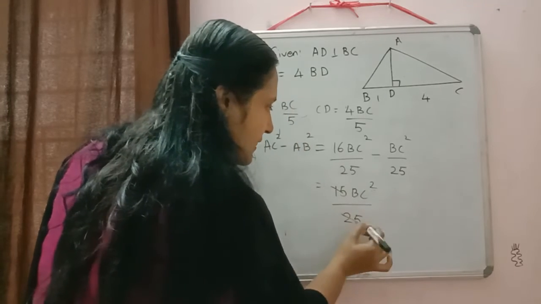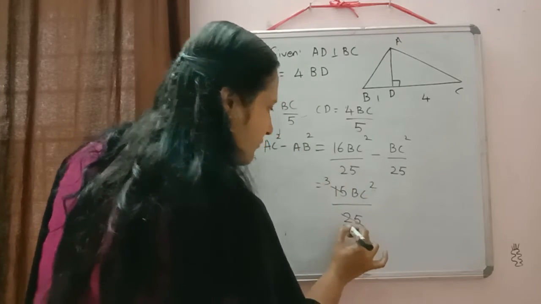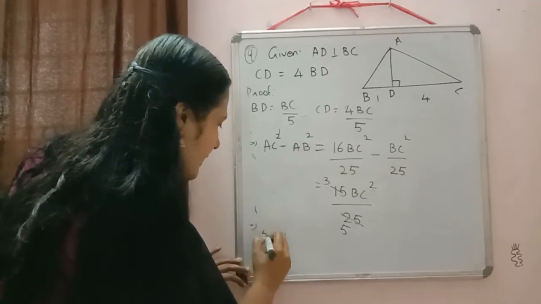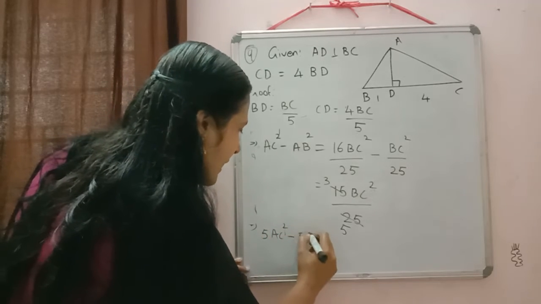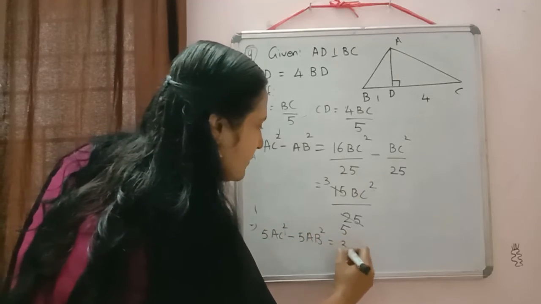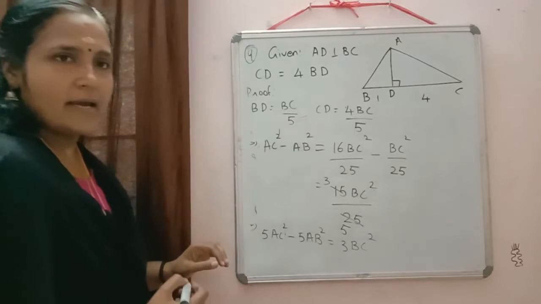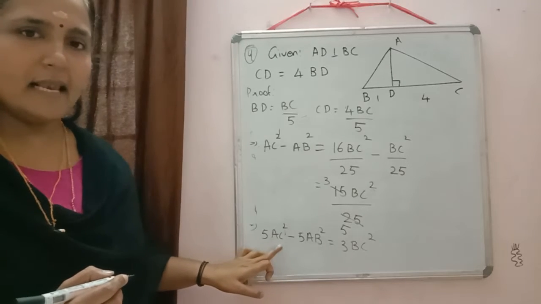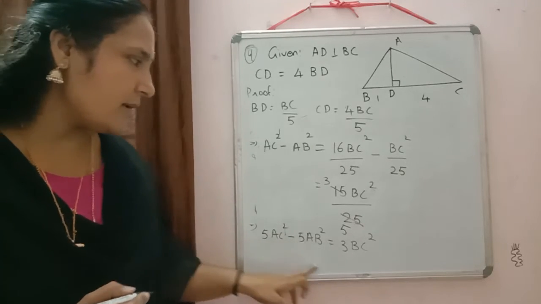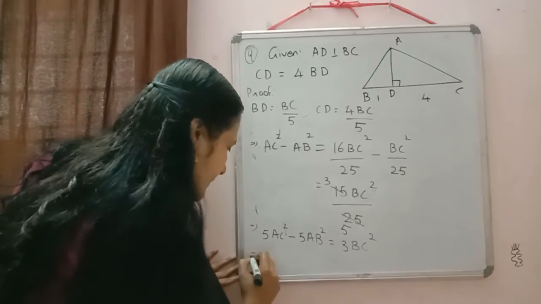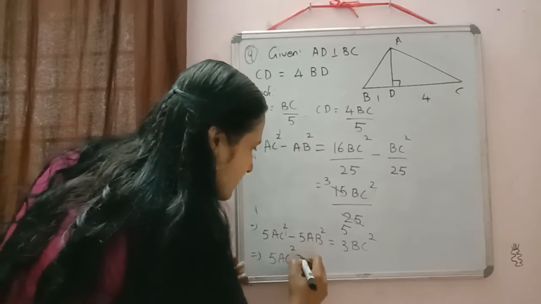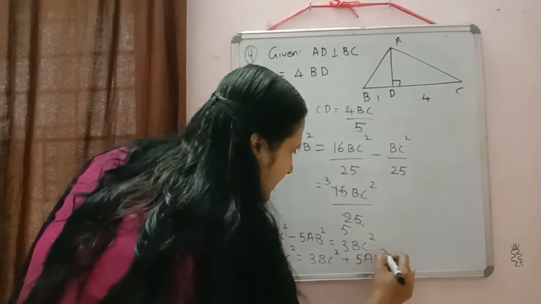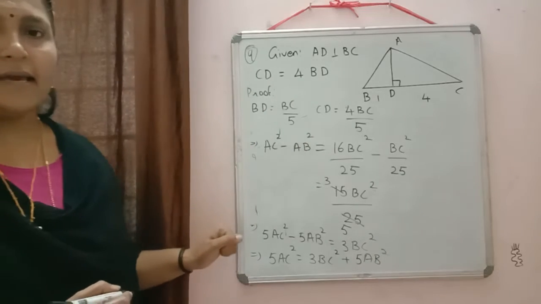So 15 and 25 we can cancel: 5 3s are 15, 5 5s are 25. And this 5 we can shift to the left hand side. Then it will be 5 AC square minus 5 AB square is equal to 3 BC square. Now just rearrange as we need in the proof. 5 AC square we need in the left hand side, and 5 AB square you can shift to the right hand side. Then 5 AC square is equal to 3 BC square plus 5 AB square. So this question is clear? Okay.